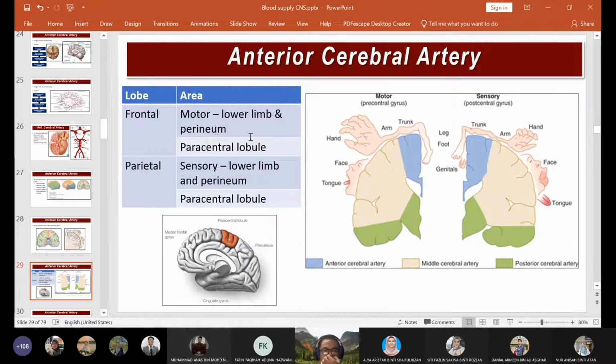So it supplies the lower limb and also the perineum, your genitals area, both frontal and parietal, meaning your motor and your sensory will be affected, as well as the paracentral lobule. Okay.